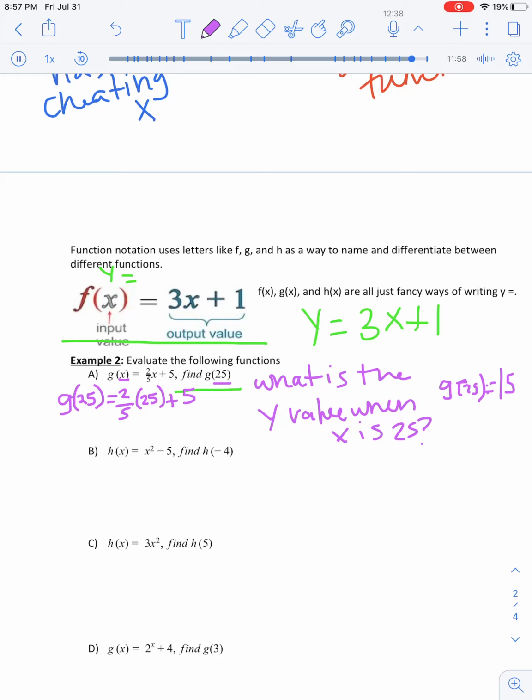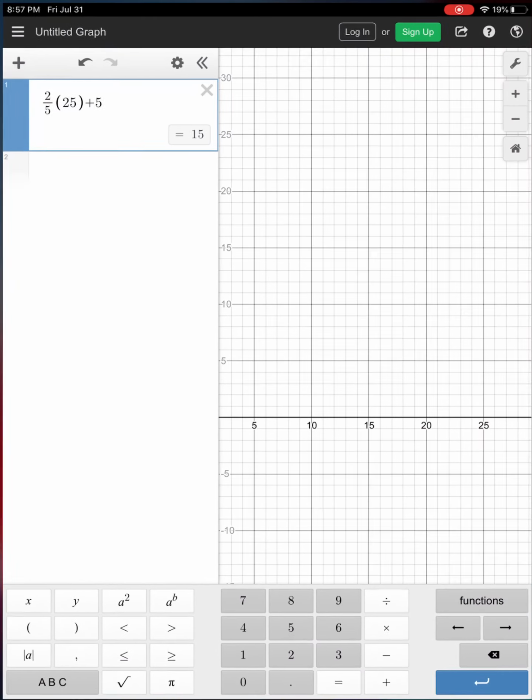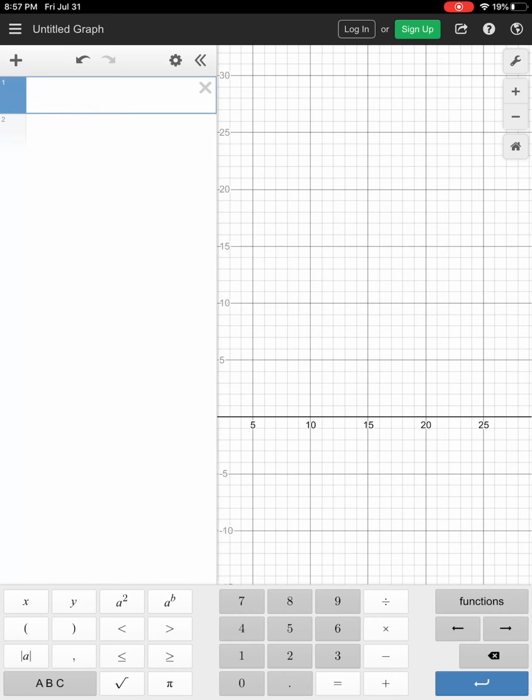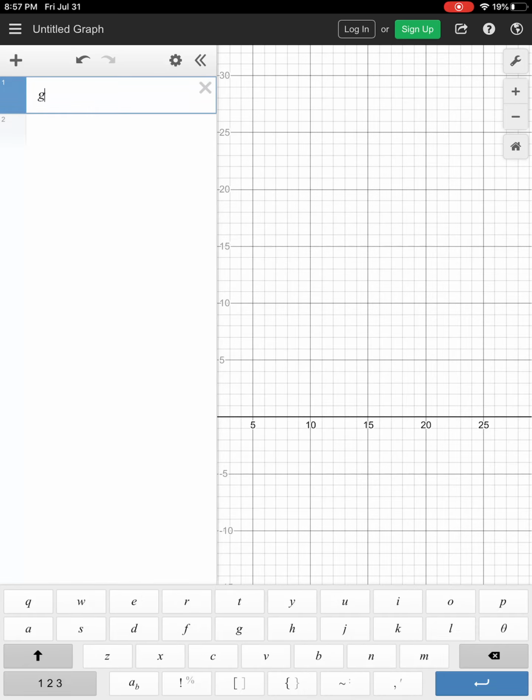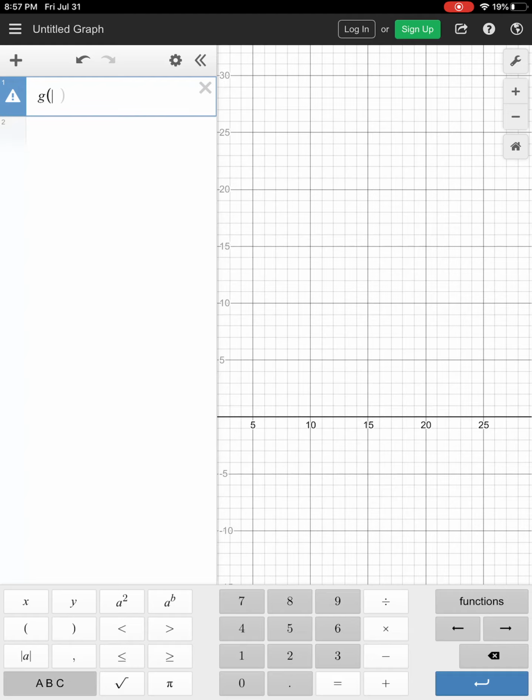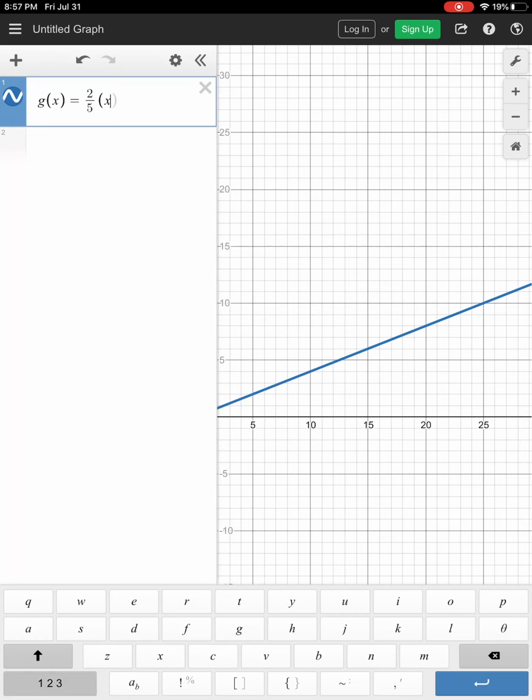And we could also graph this function and trace to find our y value. Okay, so this time I'm going to type in the whole equation, the whole function. So g of x equals 2 over 5, and then x, and then plus 5. Okay, so we see our graph here, and I'm going to take a screenshot of it.